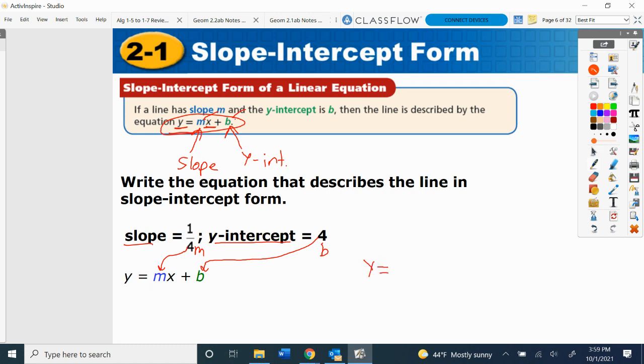If we do that, it would look like this. Y stays the same. We'd put our equal sign. We're going to put 1/4 next to x. And because it is a positive 4, we're going to go plus 4 for the y-intercept. So this would be the equation that would match that line.